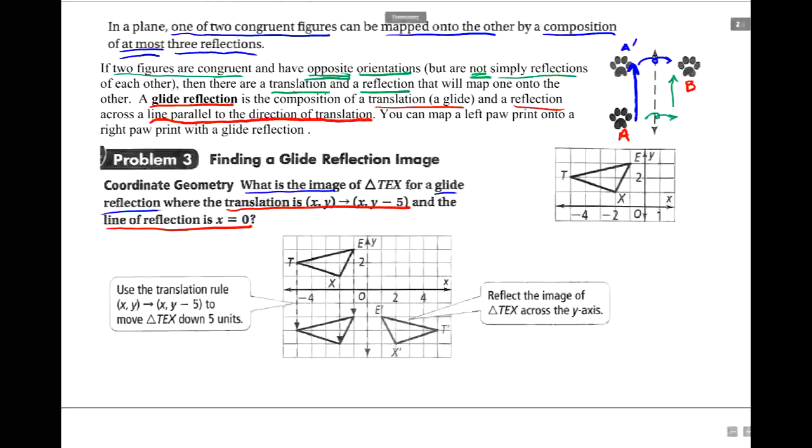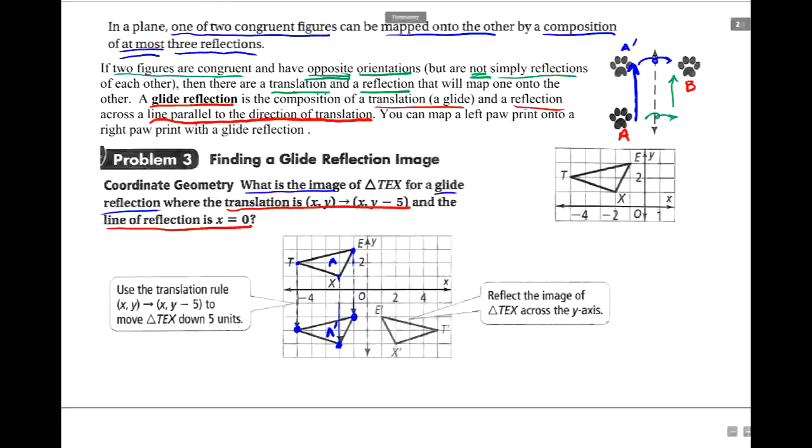So in the first one here, in the translation, we move 0 in the x, but we move down 5 in the y. So we go down 1, 2, 3, 4, 5. And this is A prime. We do that over 0, down 5 for all of our points. So we have figure A and then figure A prime here.